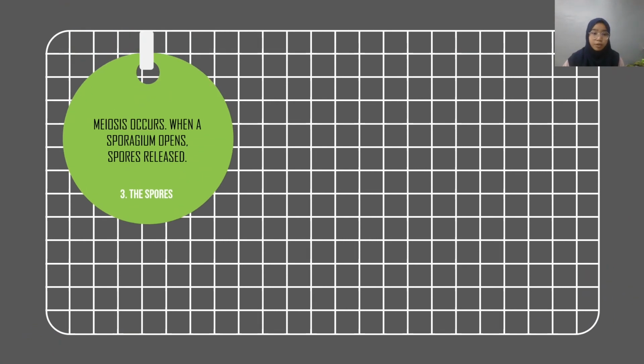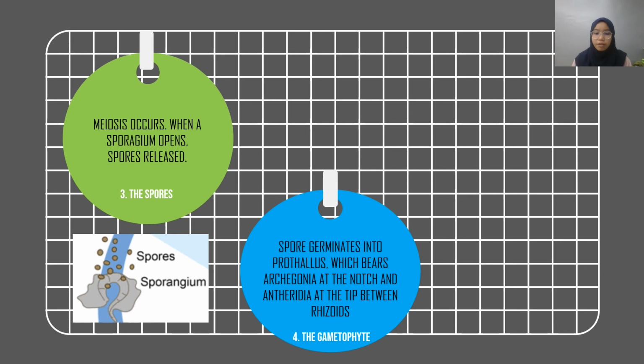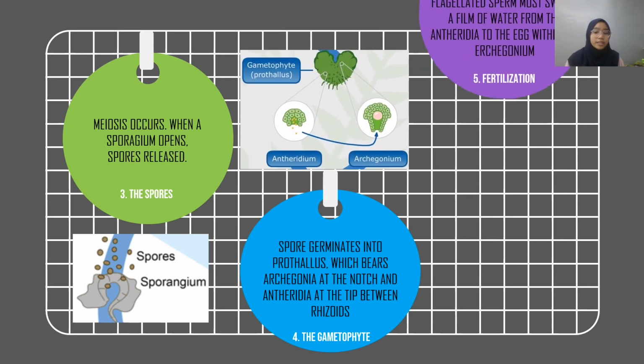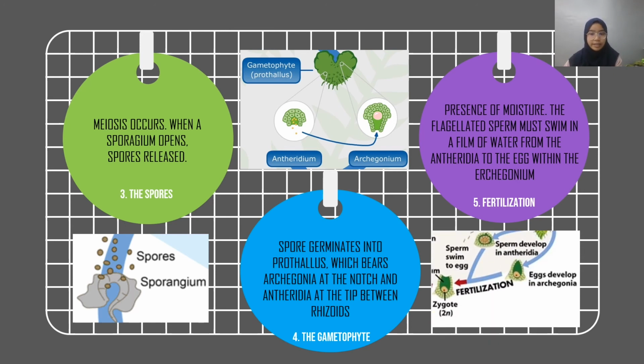Next are the spores. Spores are only produced when meiosis occurs inside the sporangium. Hence, when the sporangium opens, spores will be released. The fourth process is what we call the gametophyte. Gametophyte is when a spore germinates into a prothallus. As you can see in the diagram, the prothallus bears archegonia at the notch and antheridia at the tip between rhizoids.